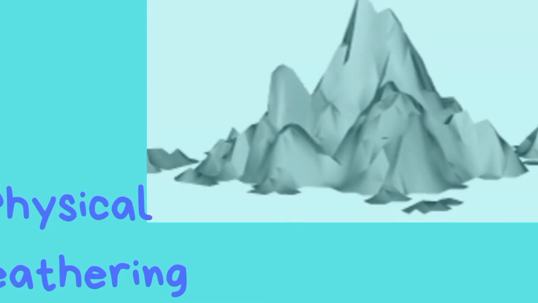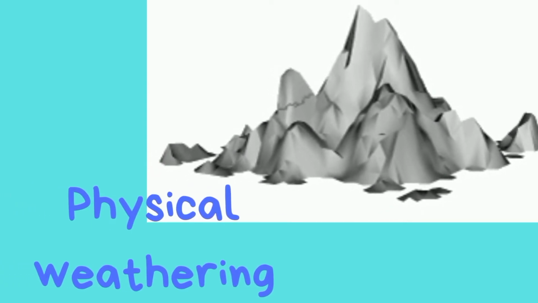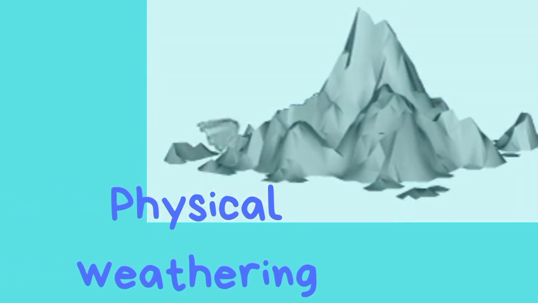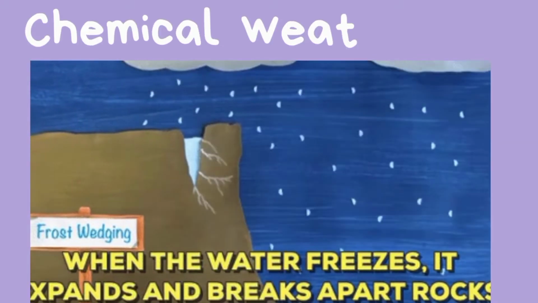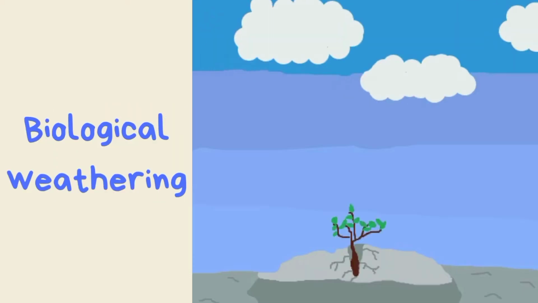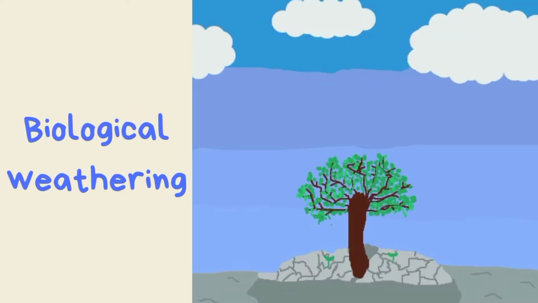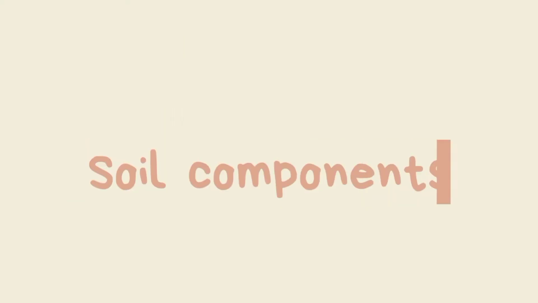Physical weathering is when the rock is broken down by physical means, while chemical weathering is when the rock is broken down by chemicals or water. Then biological weathering has to do with the breaking down of rocks by the roots of plants.